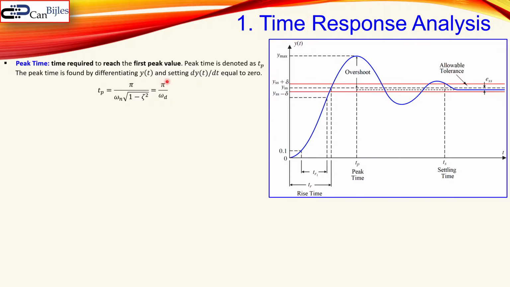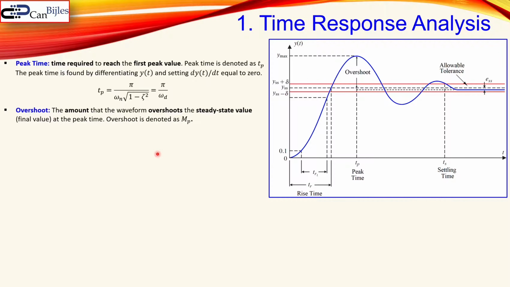You actually need the pi, which is just a constant, and omega d, and that can be determined from the natural frequency and the damping ratio zeta. The overshoot is a very important parameter. It is the amount that the waveform overshoots the steady state value. This is the steady state value, Y_SS. And when you go above that one, the overshoot is a percentage, and that is given by M_p.